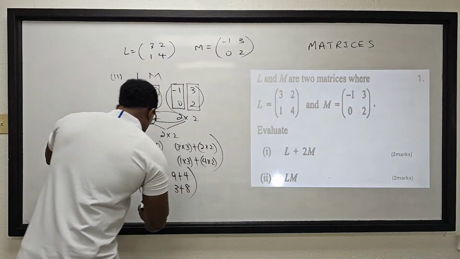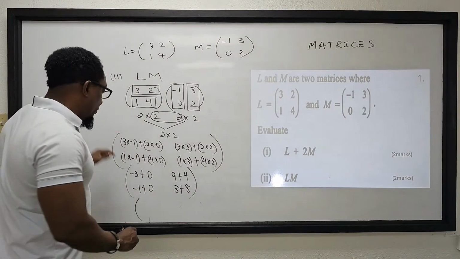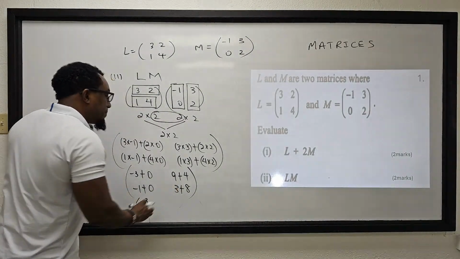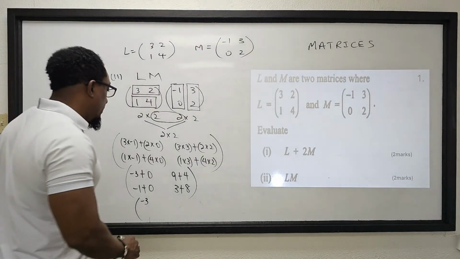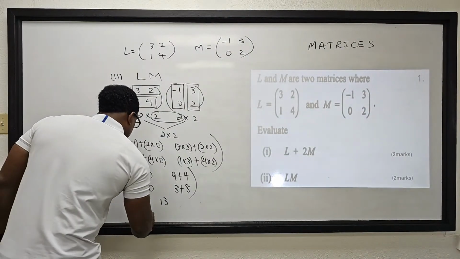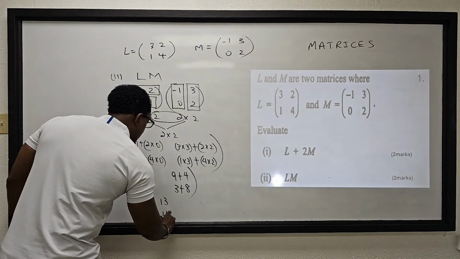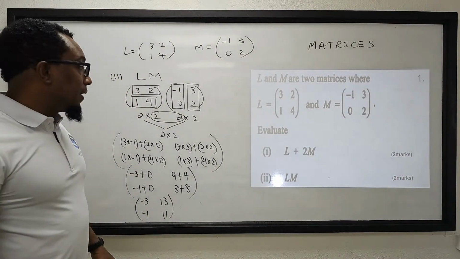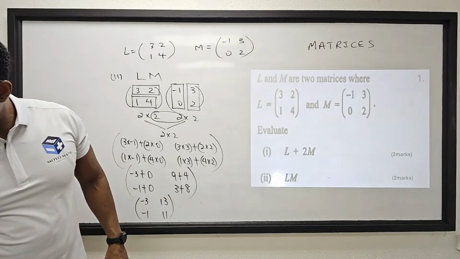This will be equal to negative 3 plus 0 is negative 3. 9 plus 4 will give us 13. Negative 1 plus 0 is negative 1. And 8 plus 3 is 11. So that will be our result for LM. So let's look at question 2.